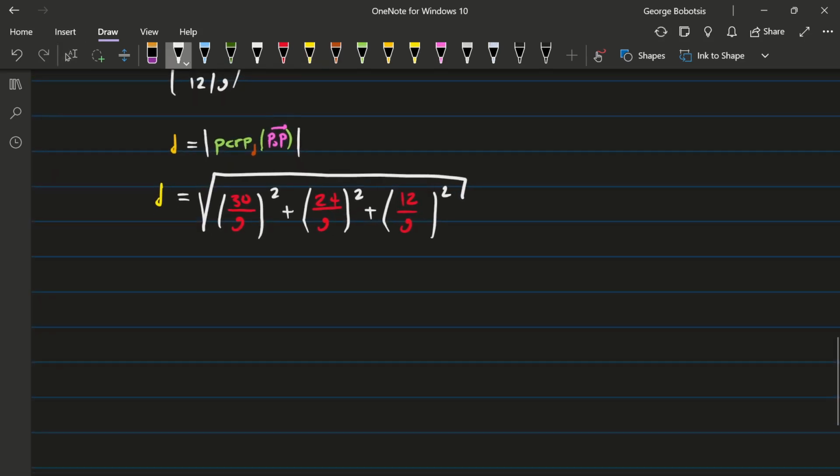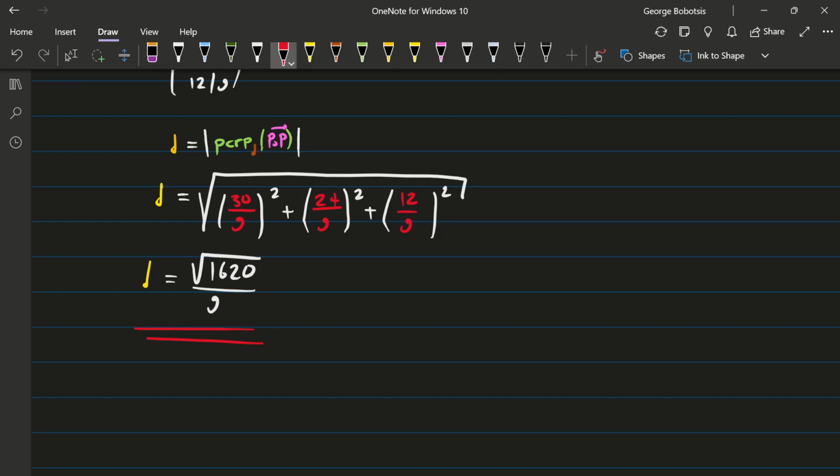You could do a few things. 9 squared is 81. If you square root it, it's 9. You can pull it outside the whole thing. But then inside, you get 30 squared plus 24 squared. You need the calculator for that. 30 squared is 900. Plus 24 squared. Plus 12 squared, which is 144. You get 1620. So 1620 over 9. I'm not going to root that. I don't know if that's going to come out nice. 1620 over 9. Whatever that comes out to, we don't really care. That's your answer.